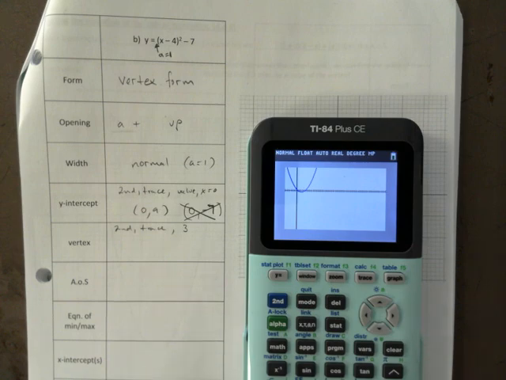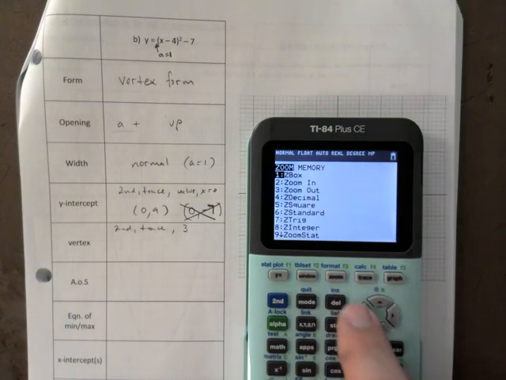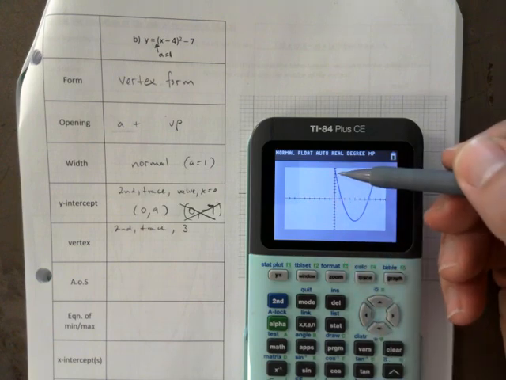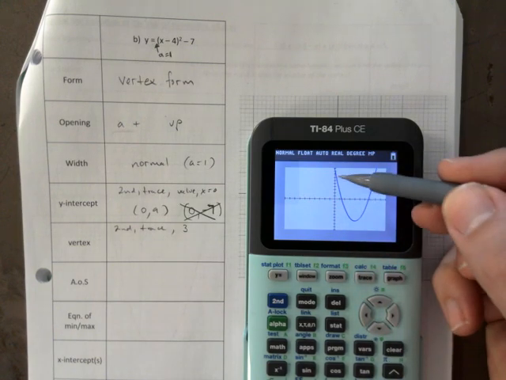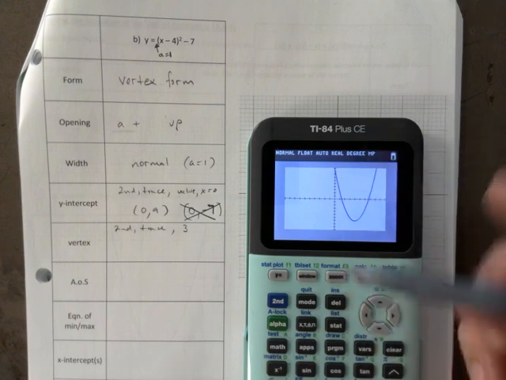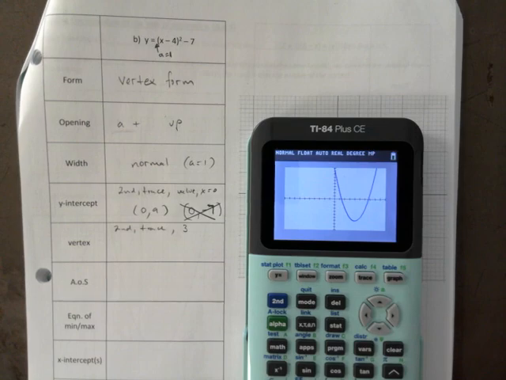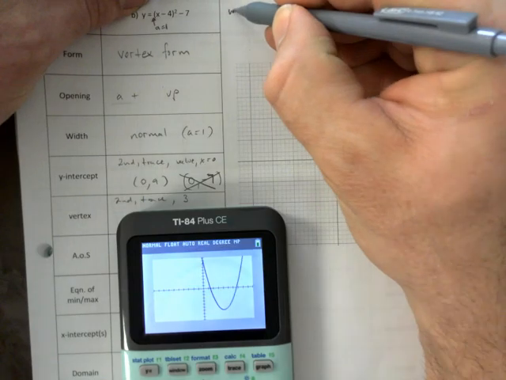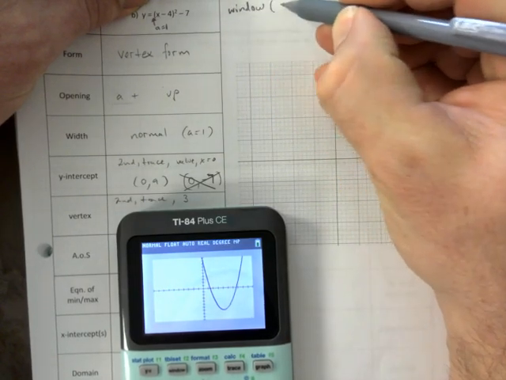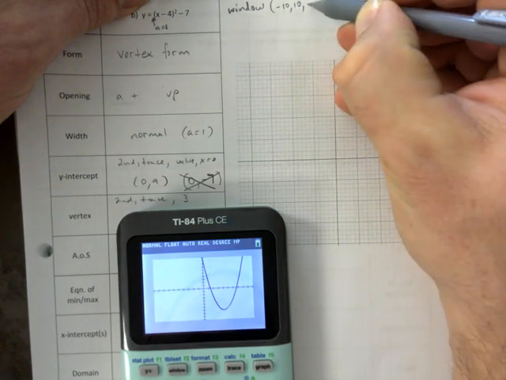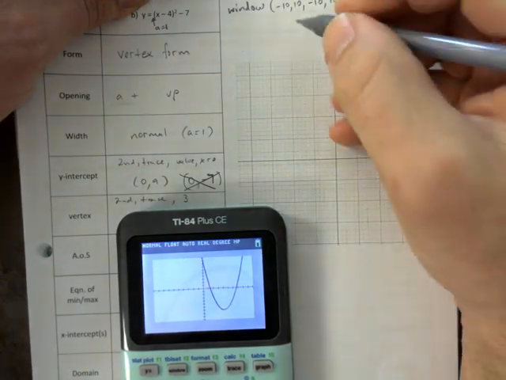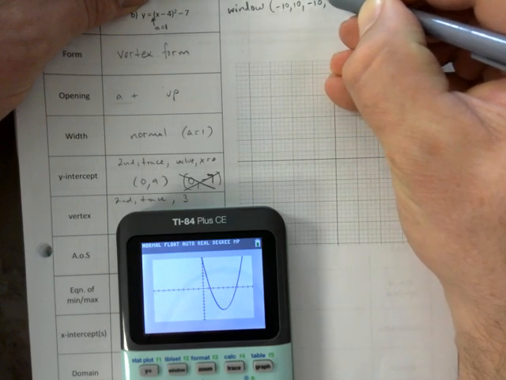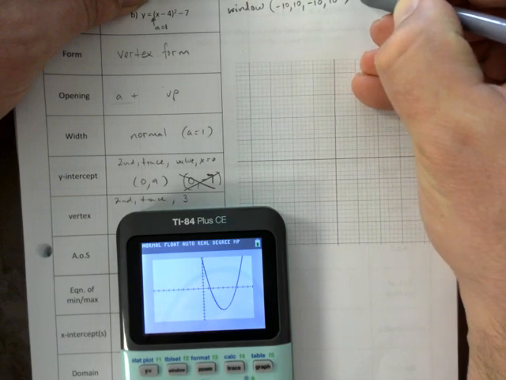You see the curve, but I'm going to go zoom standard. So zoom 6. That is pretty good. Okay. Now the y-intercept is visible. You might want to increase your y max a little bit, but it's good enough as it is. Okay. So I'm going to say this window is -10, 10, and -10, 10. And you're like, what is that? That's x min, x max, y min, y max.